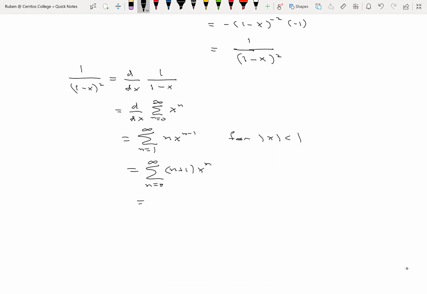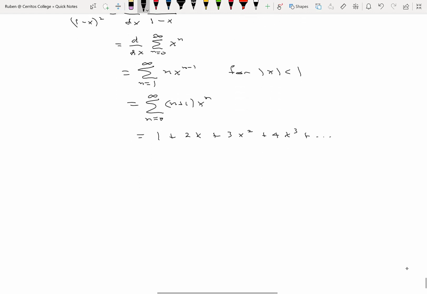If you write out a few terms, you can get an idea of what it looks like. When n equals 0, I have 1. When n equals 1, I have 1 plus 1 is 2, x to the 1. When n equals 2, I have 3x squared. When n equals 3, I have 4x cubed plus dot dot dot. That is our power series centered at 0 for 1 over 1 minus x squared.